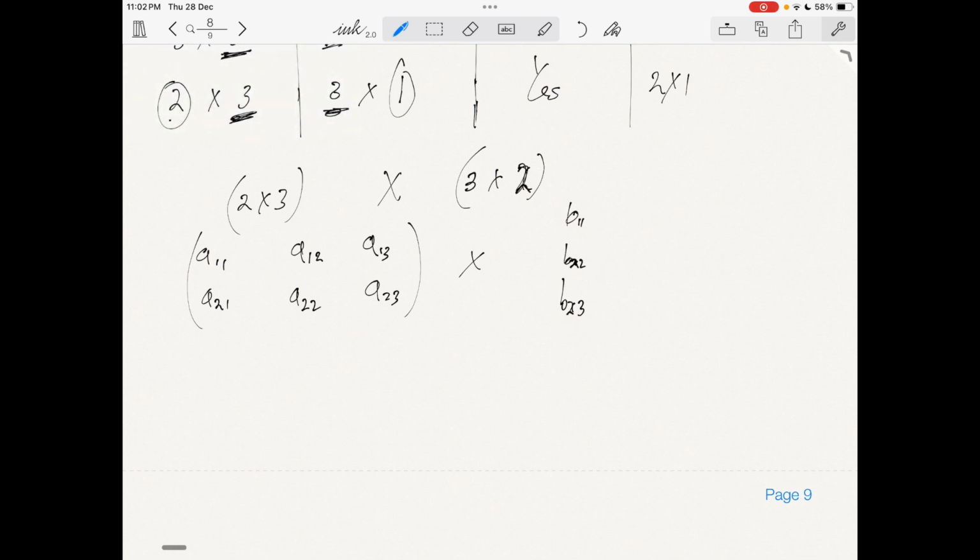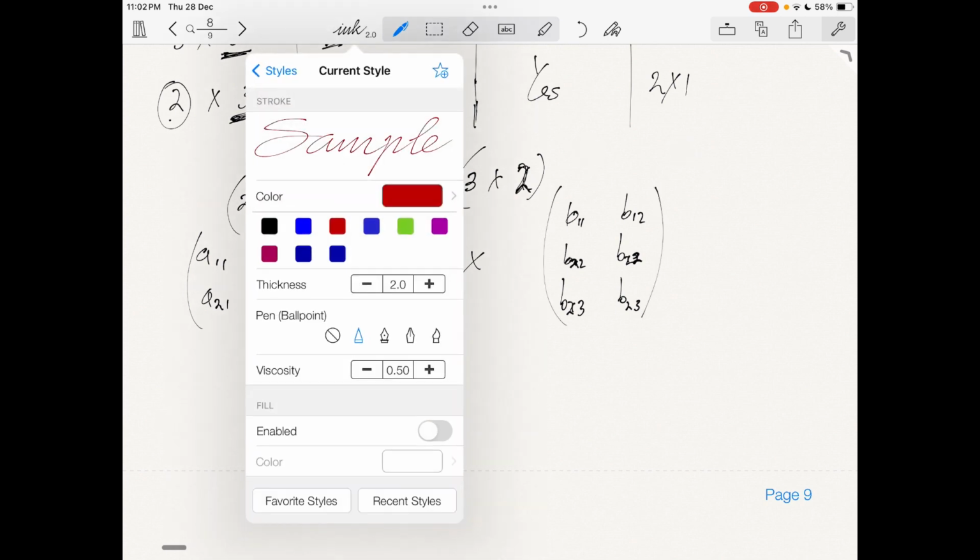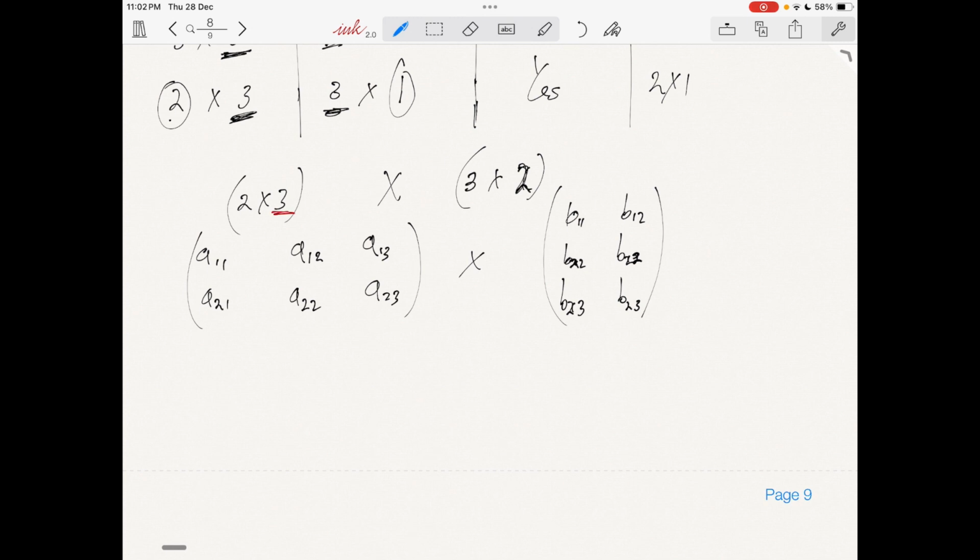Okay, b12, b22, and b23. And the first thing we'll ask is: the number of columns in the first matrix is 3 and the number of rows in the second matrix is 3. So is it possible? Yes, it's possible.